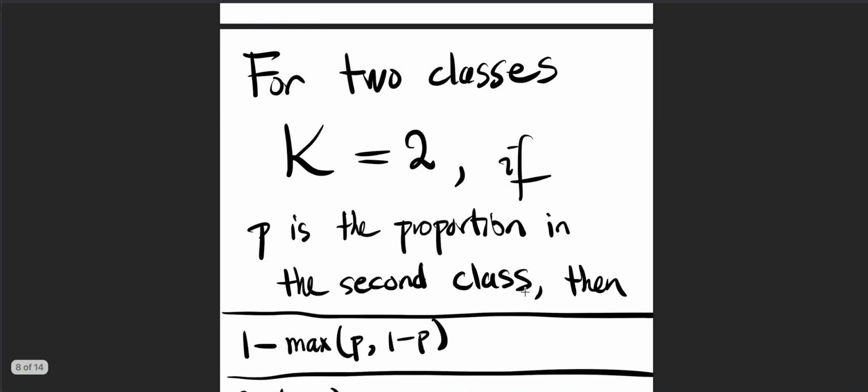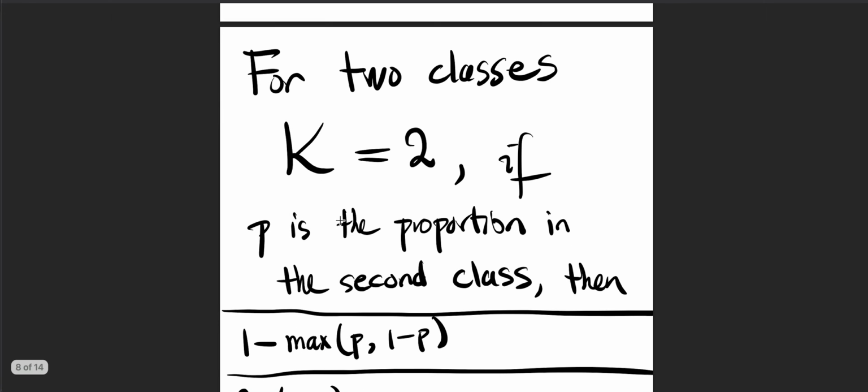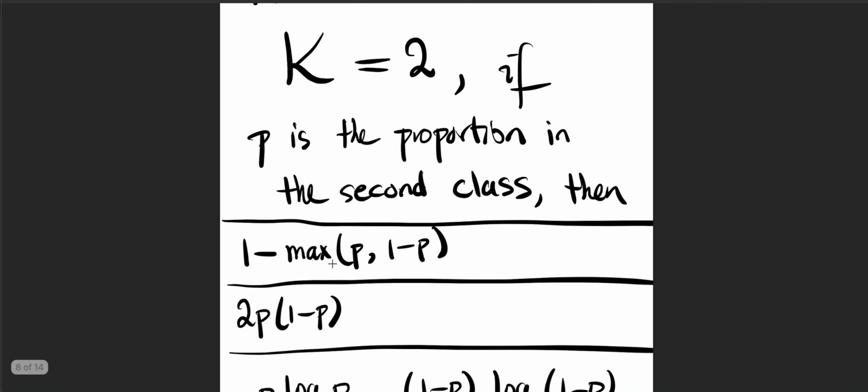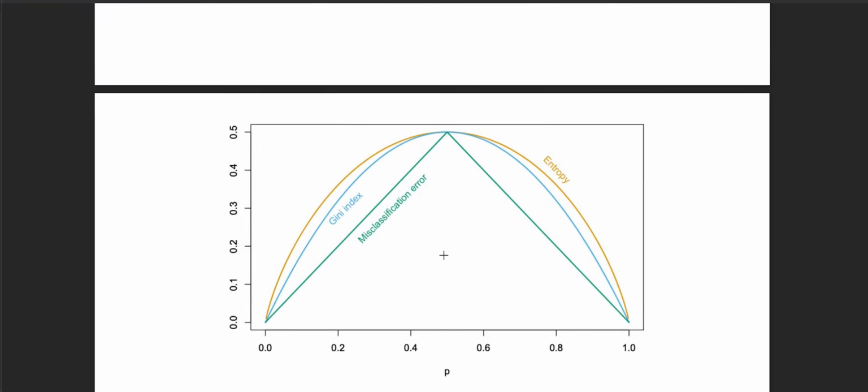So for two classes, big K is 2, and let's say p is the proportion in the second class. Then the error is 1 minus max of p and 1 minus p. Because if p is the proportion in the second class, then 1 minus p is the proportion in the first class, and whichever is largest makes the majority, so 1 minus that will be the minority. So that is our measure of error as a function of p, and if you plot that, that's what it is.